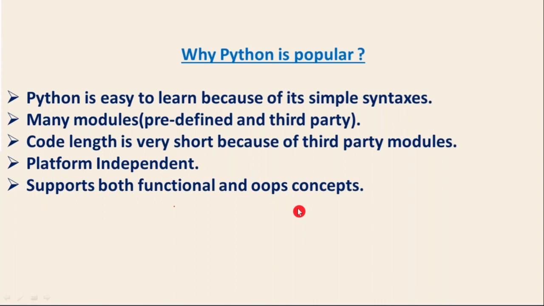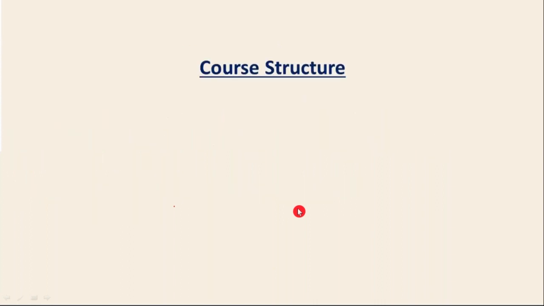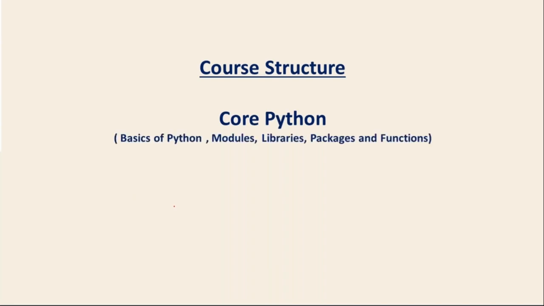Fine. Now coming to our course structure, I mean this entire course, what we are going to learn and the sequence in which we are going to learn Python. First we are going to cover core Python. In core Python, I'm going to cover basics of Python, modules, libraries, packages, and functions. And then I will go and work with your OOPS concepts. So this is my course structure, guys.